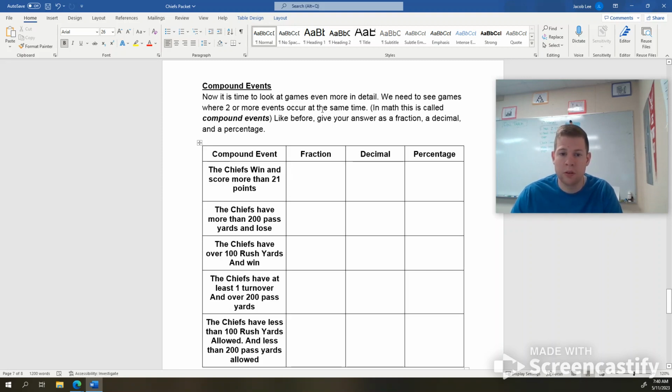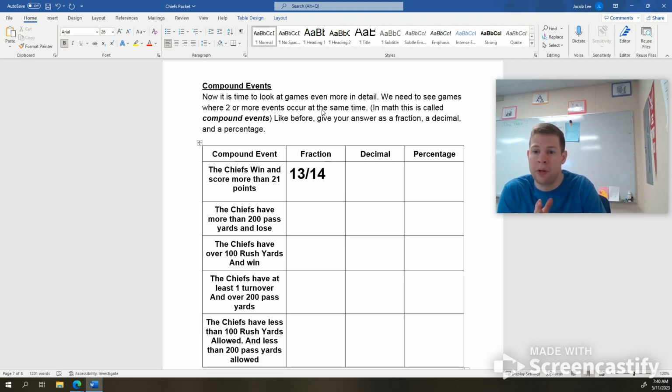They won and scored more than 21 points 13 times out of, now this is where the difference comes into play. Our total is not the 17 games. Our total is only the first event. So in this case, it's win. We are only looking at games where they won, and there were 14 games where they won. So now our fraction isn't out of 17 total games, it's only out of 14 games because they only won 14 times.